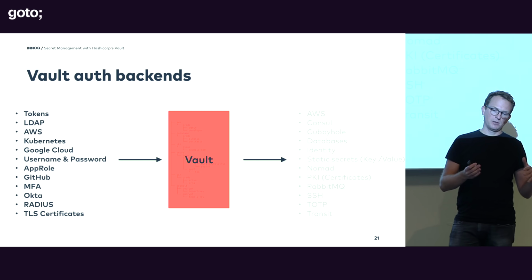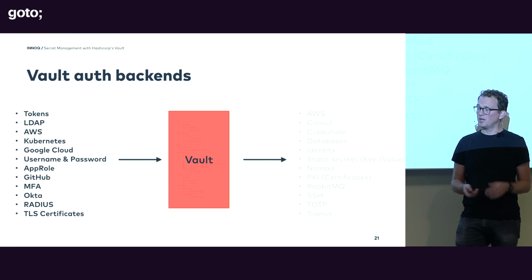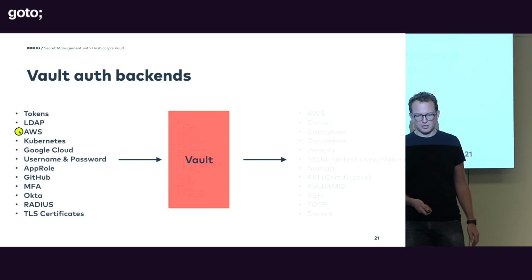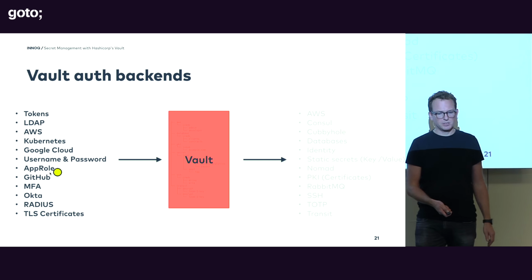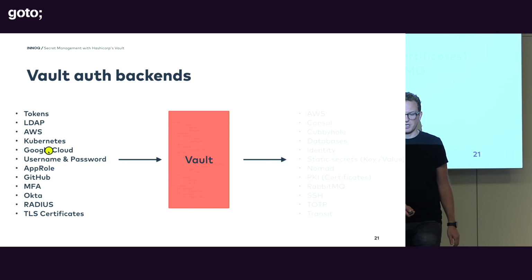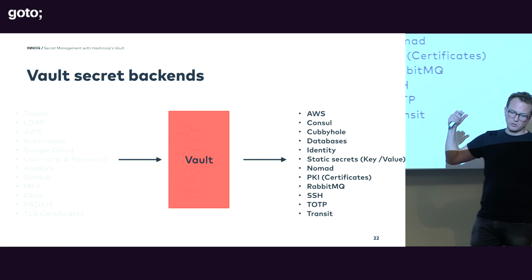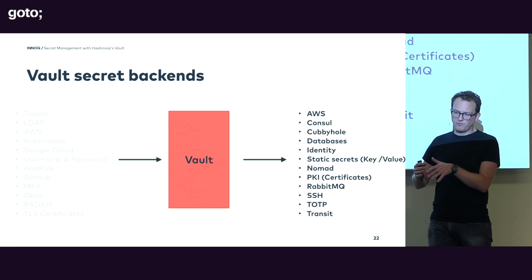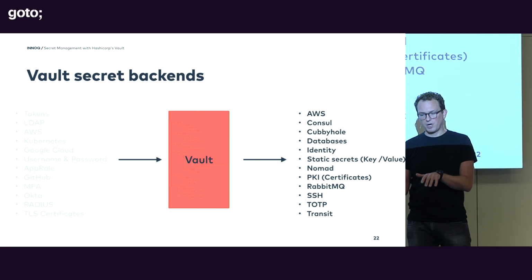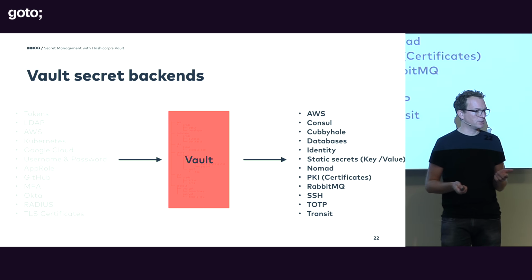But Vault can actually provide several methods of authenticating. Some are suitable for humans, like LDAP or username and password, and some are usable for applications that run in Kubernetes or on AWS. And on the other side, you can not only store static values like API keys that you write in and then get out again, but you can get so-called dynamic secrets, which is what I will talk about now.